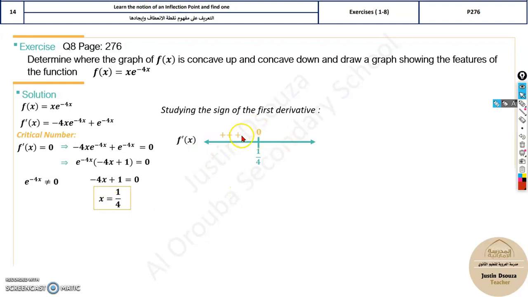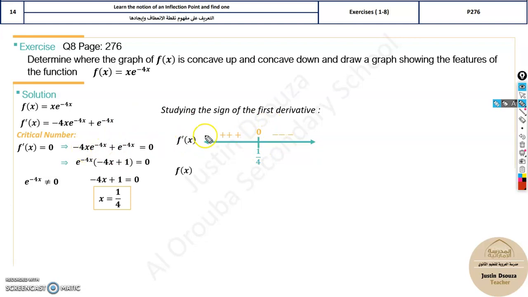Now I hope you remember this very well now. Studying the sign of the first derivative, right? Where is the critical number over here? So take value less than that and greater than that and substitute in the derivative. That's over here. So all you need to do is substitute, say less than and greater than. You should use a calculator. Just you can do this simple substitution.